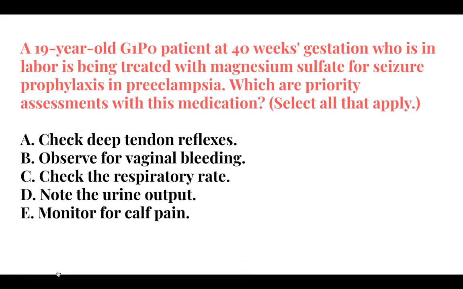So you're going to want to check for those DTRs to see where they're at, and I talked a little bit about that earlier. You're going to want to check that respiratory rate. Are they increased breathing, or are they going into that respiratory depression? And then you want to note urine output if they're facing that oliguria. So those are most important. Magnesium sulfate toxicity can cause that respiratory depression and cardiac arrest, so you need to make sure that you monitor that.